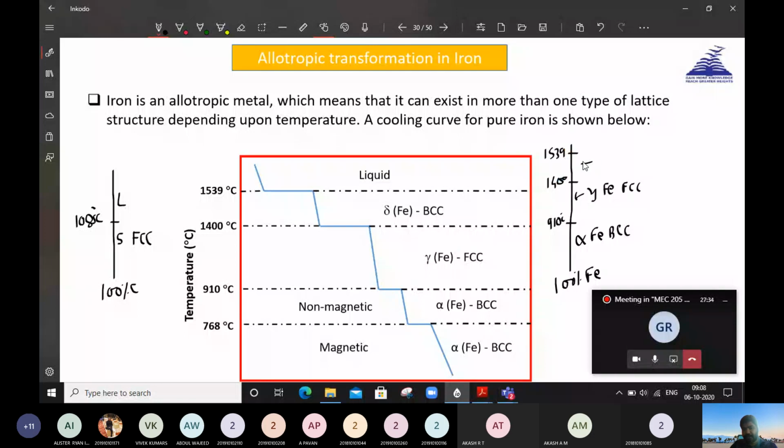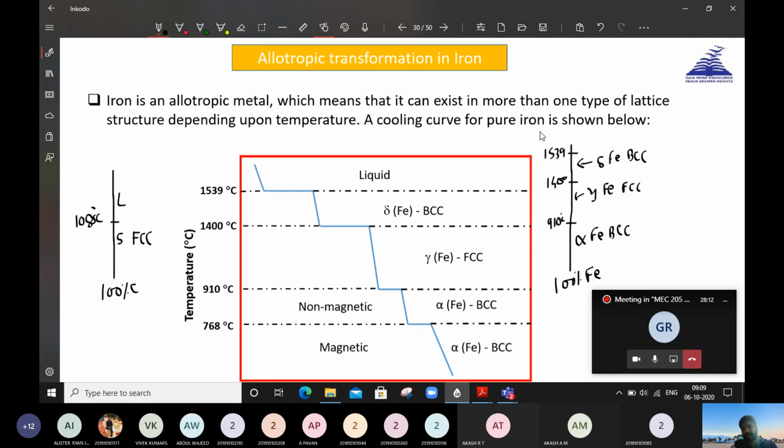it will show another structure, that is delta iron, and it will again have a BCC structure. This is known as the room temperature or low temperature BCC, and this is known as the high temperature BCC iron. The low temperature BCC structure is represented by alpha, and the high temperature BCC structure is represented by delta. In between we have the gamma phase from 910 degrees Celsius to 1400 degrees Celsius, showing the FCC structure.